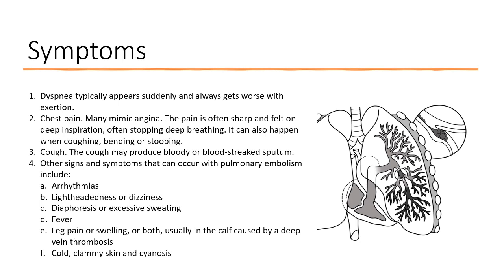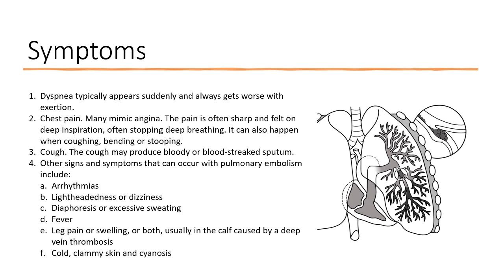This pain is often sharp and felt on deep inspiration, often stopping deep breathing. It can also happen when coughing, bending, or stooping. 3. Cough. The cough may produce bloody or blood-streaked sputum. Other signs and symptoms that can occur with pulmonary embolism include 1. Arrhythmia, 2. Lightheadedness or dizziness, 3.